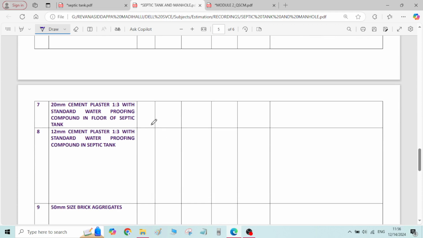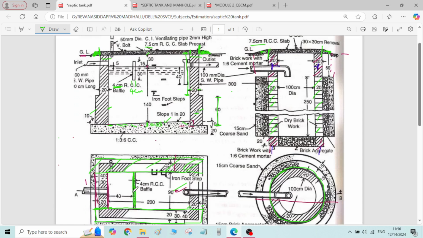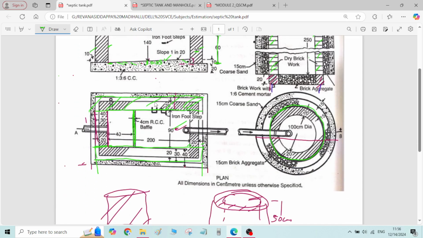Okay. Next item of work is 20 mm cement plaster 1:3 with standard waterproofing compound in floor of the septic tank. Here they have to do the plastering inside of the septic tank. Here, plastering work is calculated in terms of meter square, not in terms of meter cube. Whatever the thickness of the plastering work, it is assumed to be very negligible. Therefore, always we will calculate the plastering work in terms of meter square.